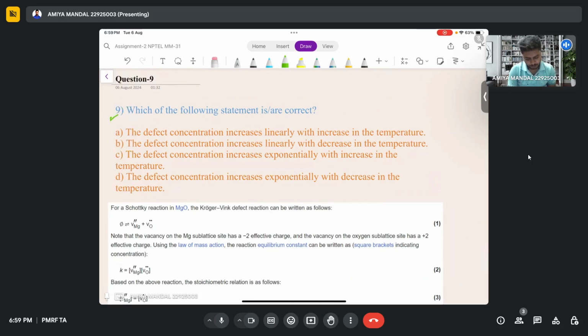This is mainly about the defect concentration in a crystal. How does the defect concentration behave with an increase in temperature? If it increases or decreases, then what changes are observed in defect concentration?